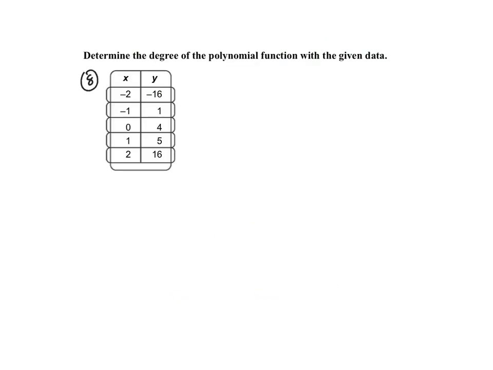And so here it says, determine the degree of the polynomial function with the given data. So we're going to start here. We're going to subtract to find a constant term. So what I'm going to do is start by subtracting 1 minus 16. So 1 minus negative 16, that becomes positive. So this is 17. Now 4 minus 1 is 3. 5 minus 4 is 1. And 16 minus 5 is 11.